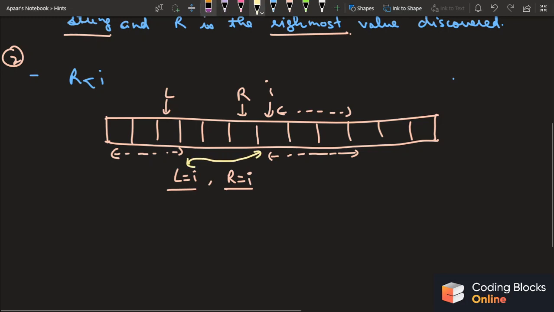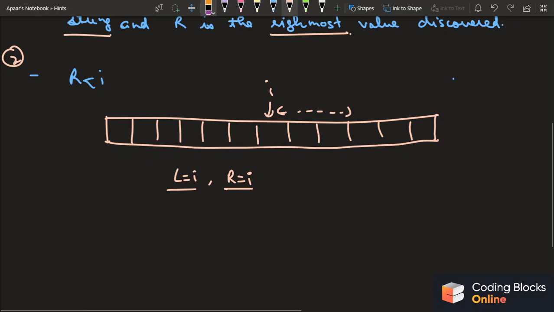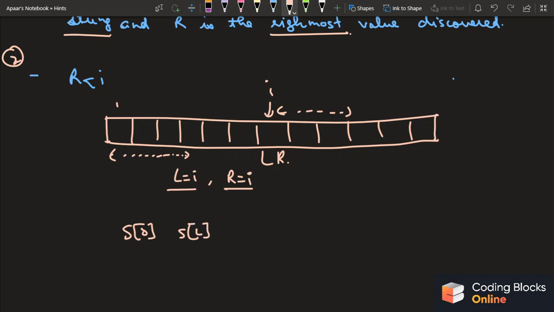Basically what I have done is I'm trying to make a new match, a new interval if it exists, and I'll try to start it with index I, right? Basically I have made L equal to I and R equal to I over here, and now I have started my trivial matching, right? So this S0 will be matched with SL, right? If they both match, then only S1 will be matched with S of L plus 1, right?